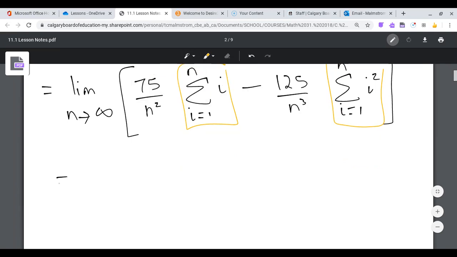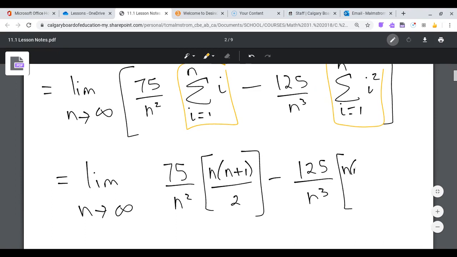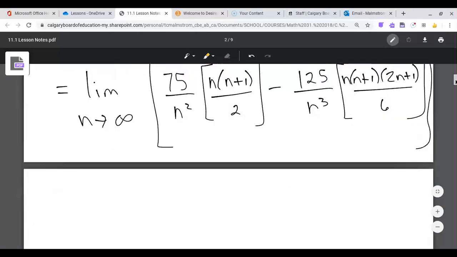So we're still having a limit, so we still need to write that out. But we can now replace the sum of i from i equals 1 to n. This formula is n times n plus 1 on 2, minus 125 on n cubed. And this one, the i squared formula, is n times n plus 1 times 2n plus 1 on 6. And I'm going to put one more set of brackets in there because it's the limit of the whole thing.